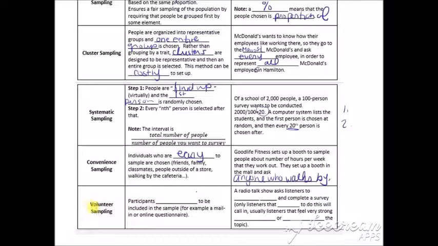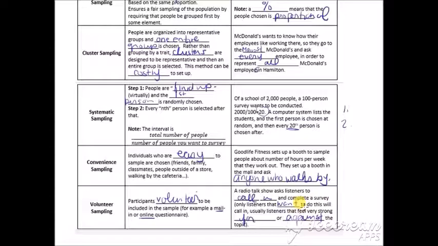Okay, volunteer sampling. Participants volunteer to be included in the sample. For example, mail or online or a text message. Okay, so a radio talk show asks listeners to call in and complete a survey. So only listeners that actually want to do this will call in. And this is usually listeners who feel very strongly for or against the topic. Okay, so there's a bias there.